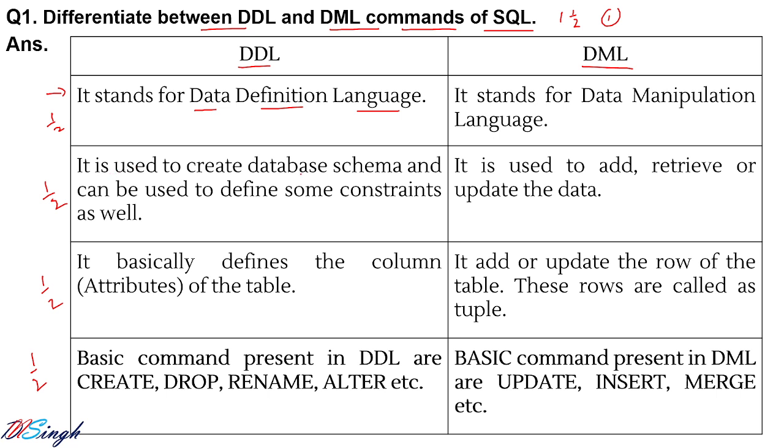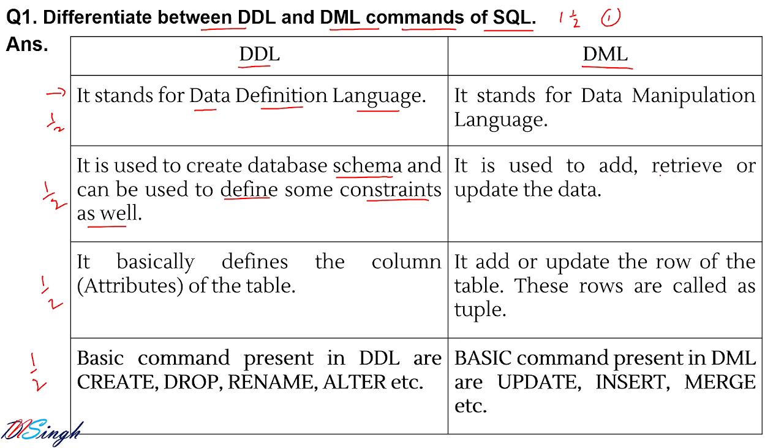Next difference, DDL is used to create the database schema. So what do we mean by schema? Structure of the database, table structure or database structure, that is called schema, and it can be used to define some constraints. Constraints are restrictions we put on the table or columns to restrict the entry of data in that particular column or table. Okay, so DDL commands are used to define the structure of the table or database or schema of the database. DML is used to add, retrieve or update the data.